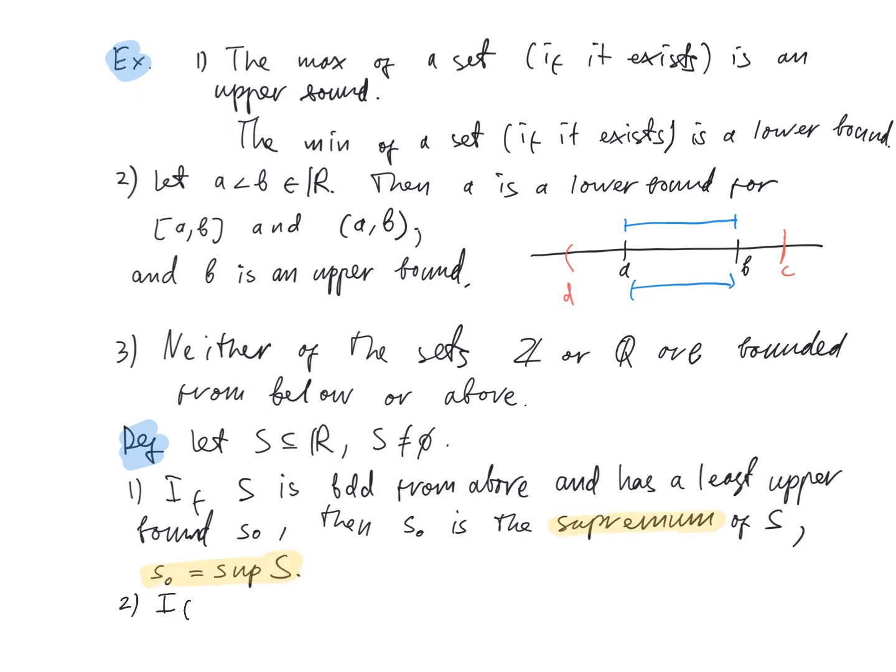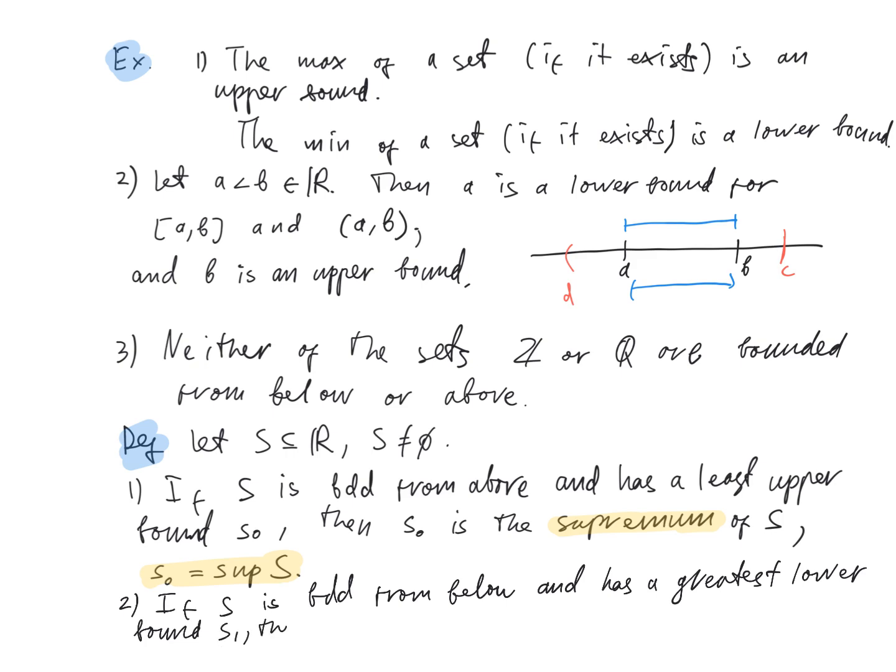Similarly, if the set S is bounded from below and has a greatest lower bound s1, then s1 is called the infimum of the set S, and symbolically this is written s1 is equal to inf S.